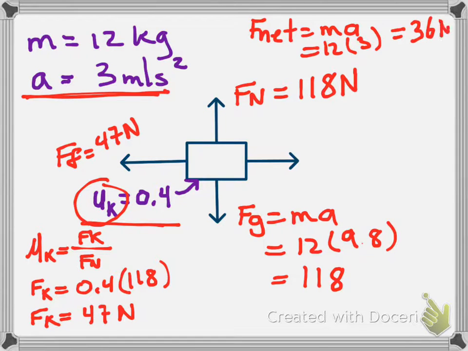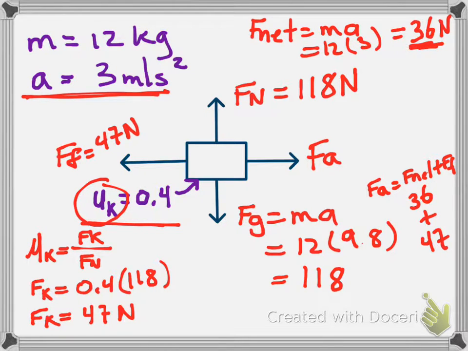36 newtons. Now remember, we're kind of going all over the place here, but remember that applied force is equal to your F net plus F_f. So we're going to take our 36 and add that to our frictional force, which is 47. So this means that we are going to have an applied force of 83 newtons.